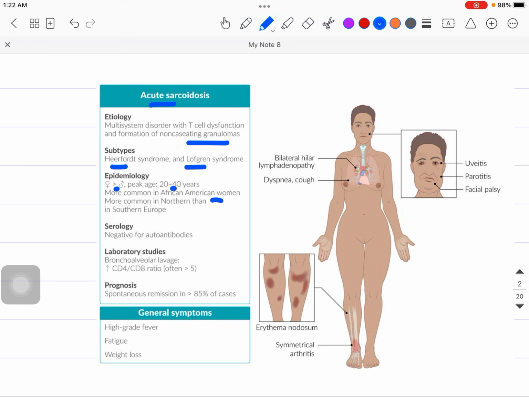Serology is negative for the autoantibodies, so it is not autoimmune as such. In the lab studies, we'll talk about it further also. If you do the bronchoalveolar lavage, the CD4 to CD8 ratio will actually be more than double. Now prognosis: spontaneous remission can happen in more than 85% of the cases, and we don't need to treat those patients. Some of them might not come to you also because they will not be having any kind of problem, they will remain asymptomatic, so they don't need any kind of treatment.